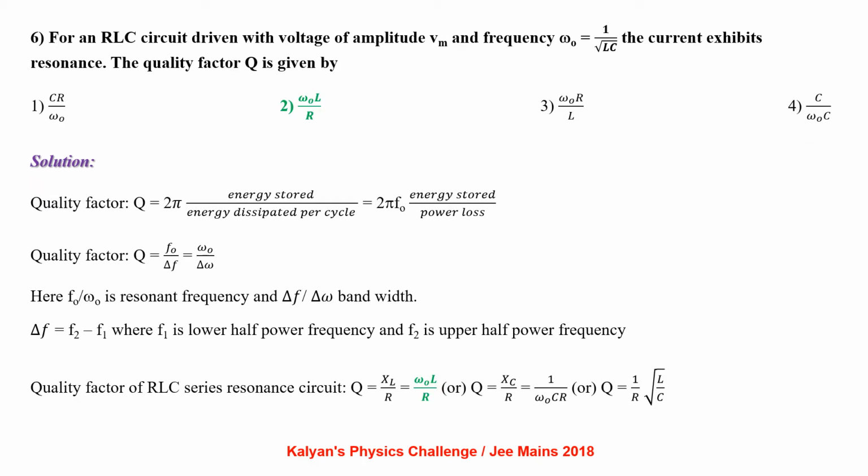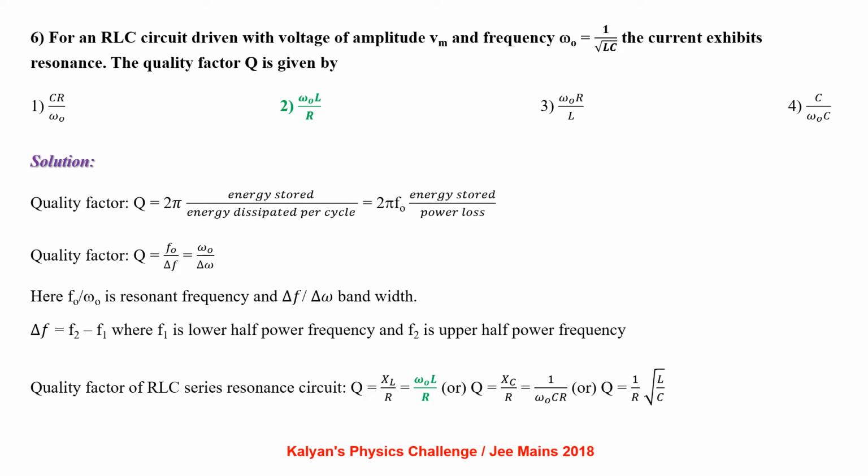For an LCR circuit driven with voltage of amplitude Vm and frequency omega naught equal to 1 by root LC, the current exhibits resonance. The quality factor Q is given by Q equal to 2 pi times energy stored by energy dissipated per cycle, that is 2 pi f naught energy stored by power loss. Quality factor Q equal to f naught by delta f, that is also equal to omega naught by delta omega.